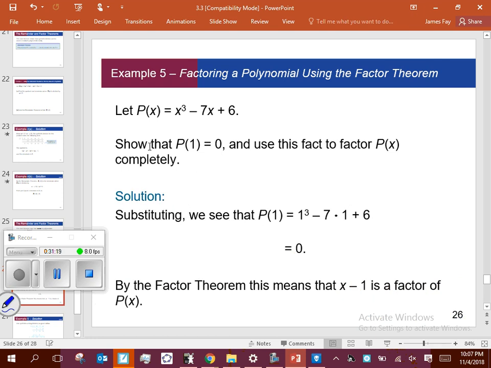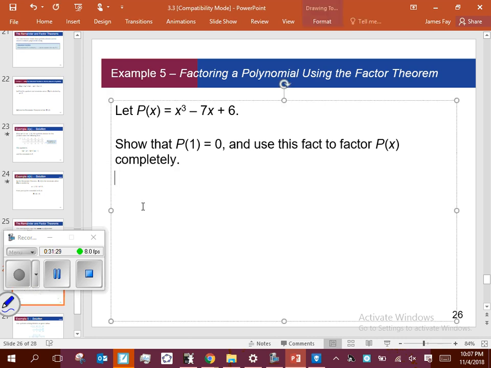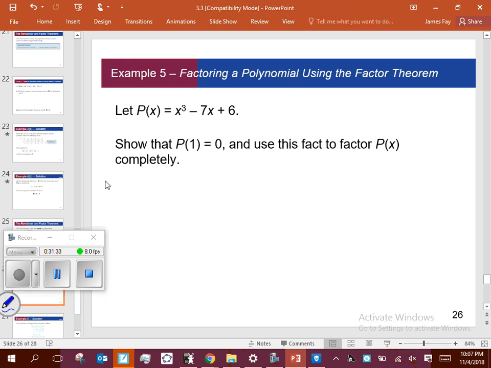All right, it says, let P of x equal x cubed minus 7x plus 6. Show that P of 1 equals 0, and use this fact to factor P of x completely. We've talked about how we don't have the tools yet to really factor anything other than a select few polynomials, maybe of quadratic form or some really nice convenient cubics, but in general we don't have the ability to factor larger polynomials well. So this is going to start to set that up for us.